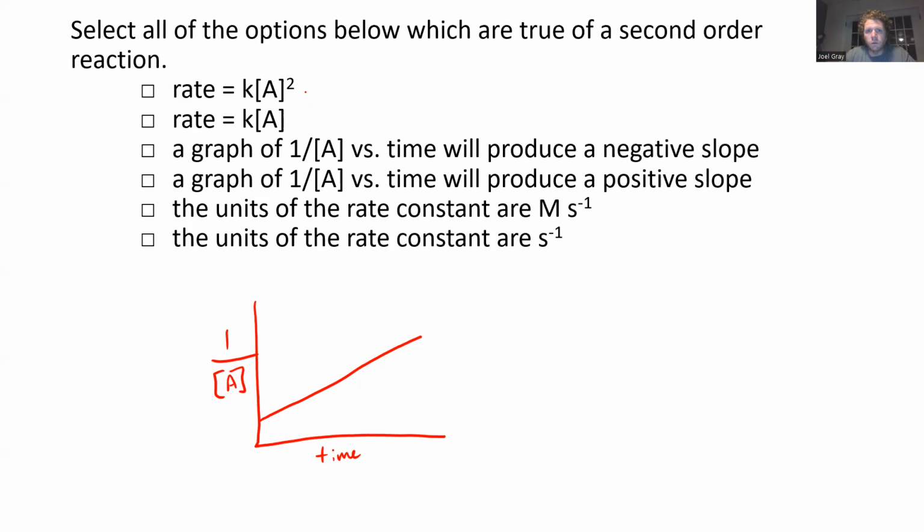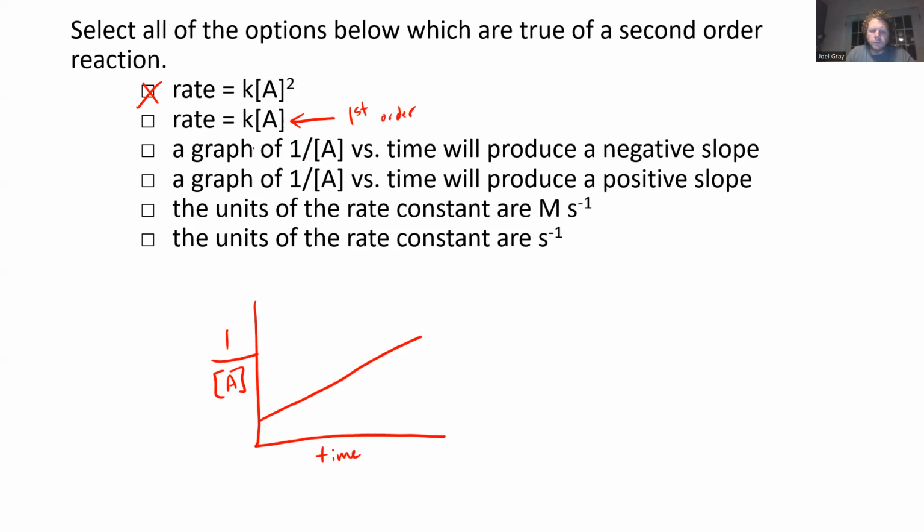And now if we compare our first two options, that 2 exponent is what you're looking for in a second order reaction, because what you're talking about in a second order reaction is that the concentration of your reactant matters, and it can significantly change your rate. Now, this first one is a first order reaction, and this rate equals k times concentration is an example of first order, whereas rate equals k times A squared is a second order reaction.